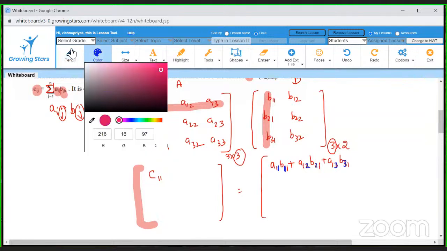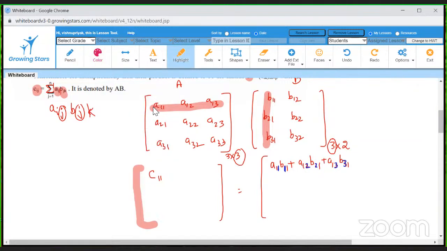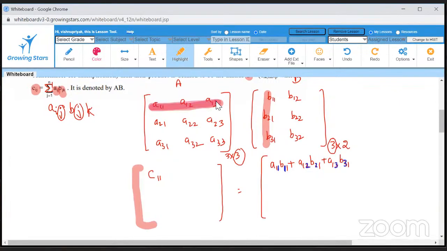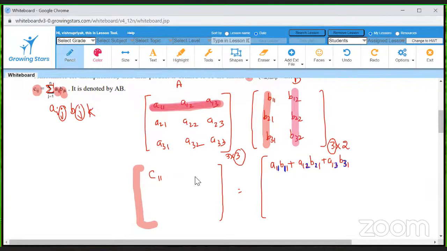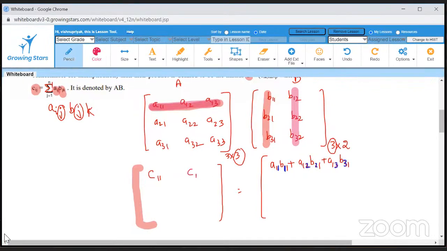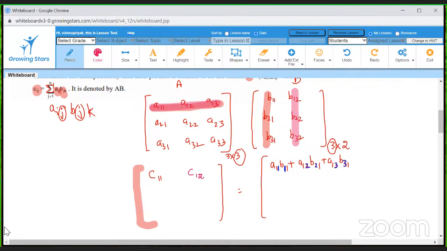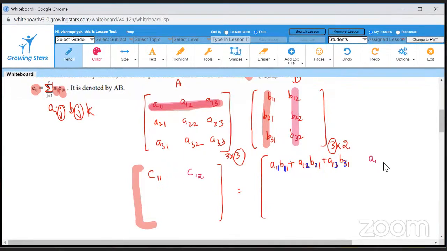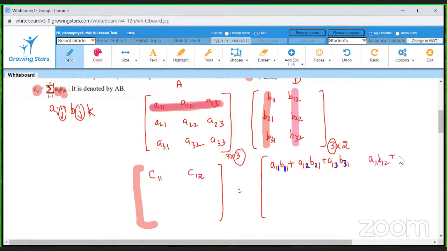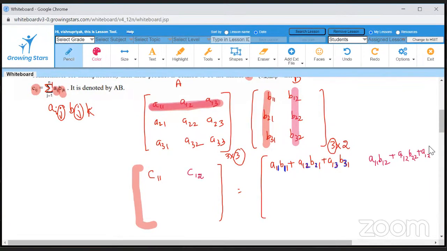Okay. Next, we will multiply first row, second column. When you multiply first row, second column, you will get C12. Now, how will you multiply this? Here, A11, B12 plus A12, B22 plus A13, B32. Like this you will multiply.